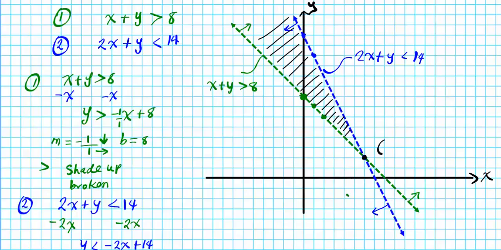So this is what Kai claims, that this point is in the solution region. So what do you think? Is he correct or is he wrong? Well, Kai is wrong. Why? Because these two lines are broken, which indicates exclusion. Any point that falls on the line must be excluded from the solution region because the lines are broken.